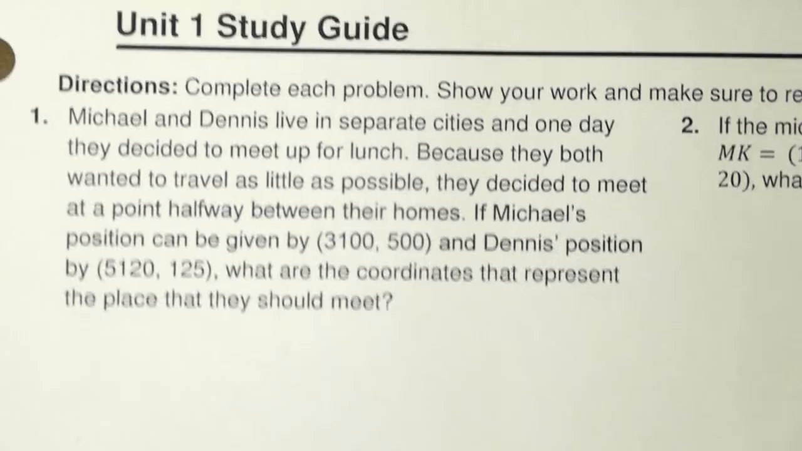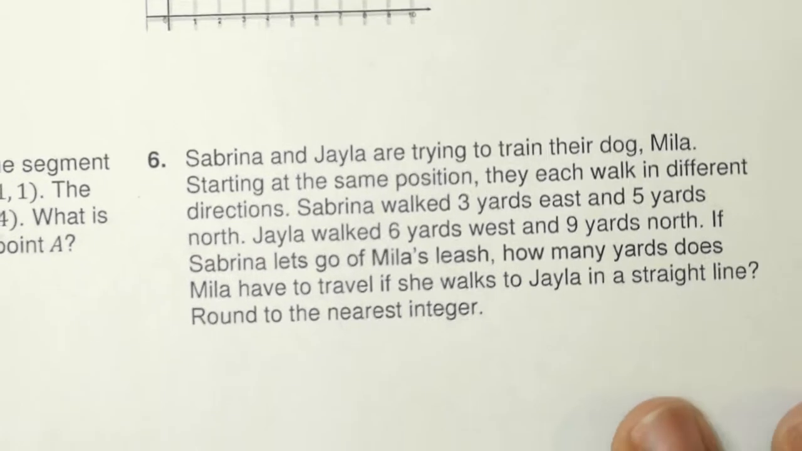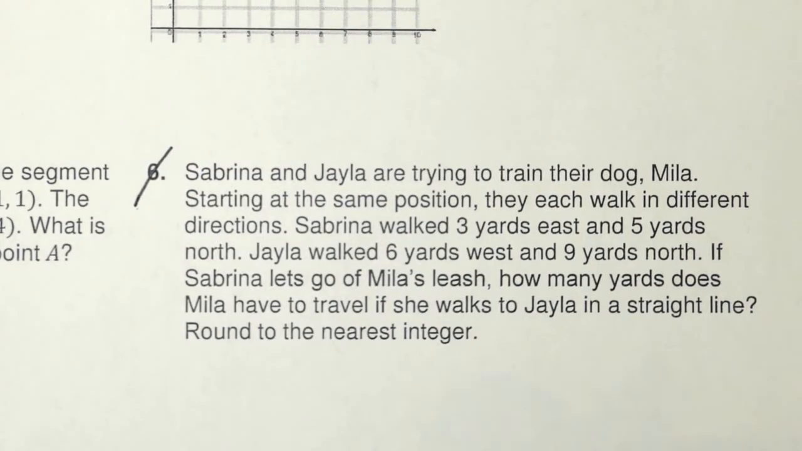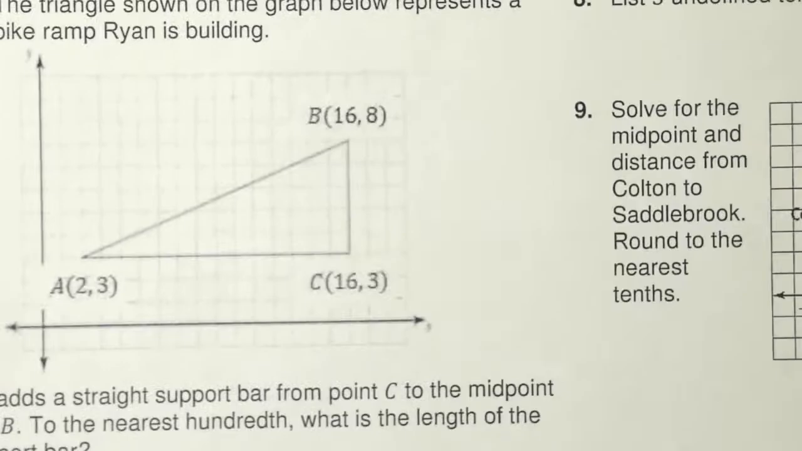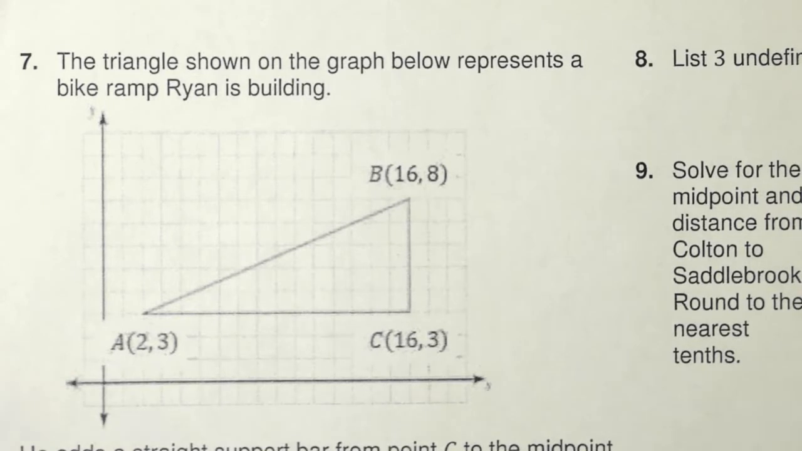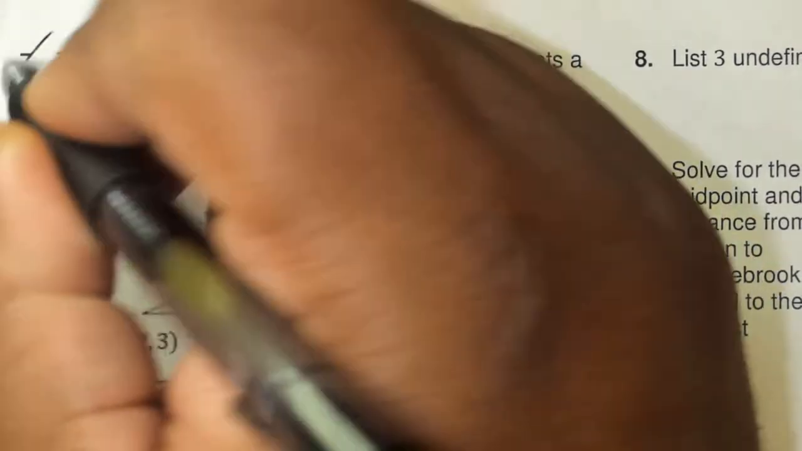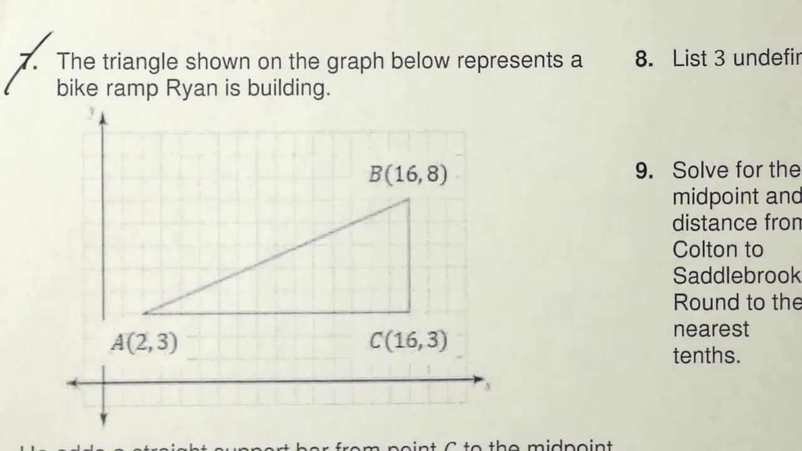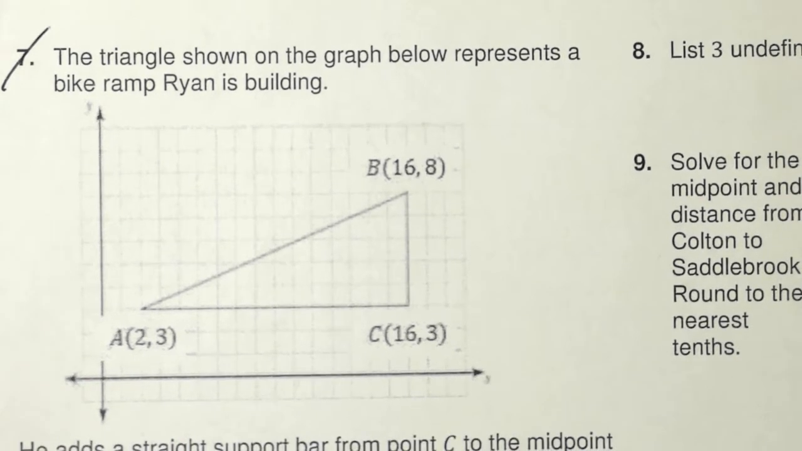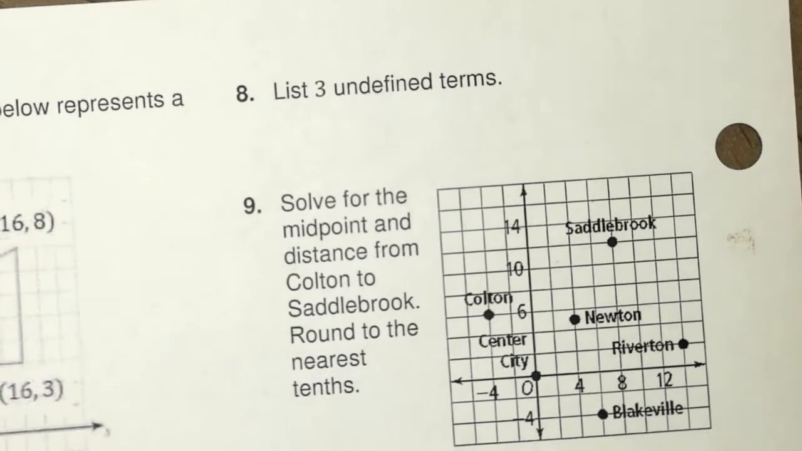So, problems that you won't need. Scroll down. Number 6, just scratch through that. We're not doing that one. Number 7 on the back, scratch through that. We're not doing that one. And then from there on, we need to renumber so it'll match up with your study guide on Desmos.